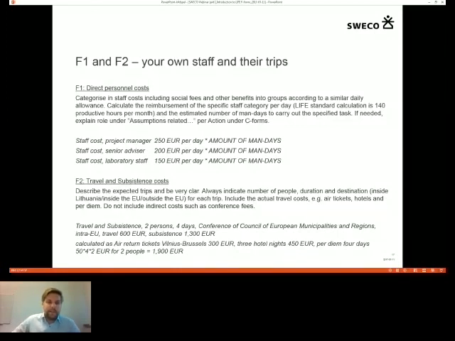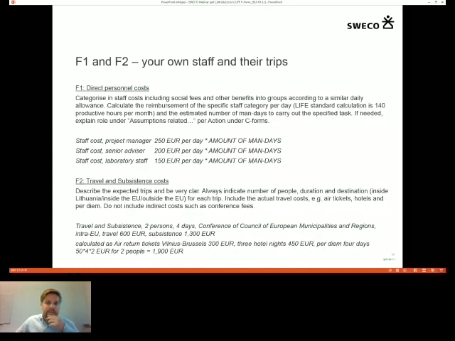So here is an example. You will have to enter it under staff costs, the section of staff costs. A project manager, say that this project manager costs the organization 250 euros per day. Then you indicate 250 as well as the amount of man days. And here you see different categories.